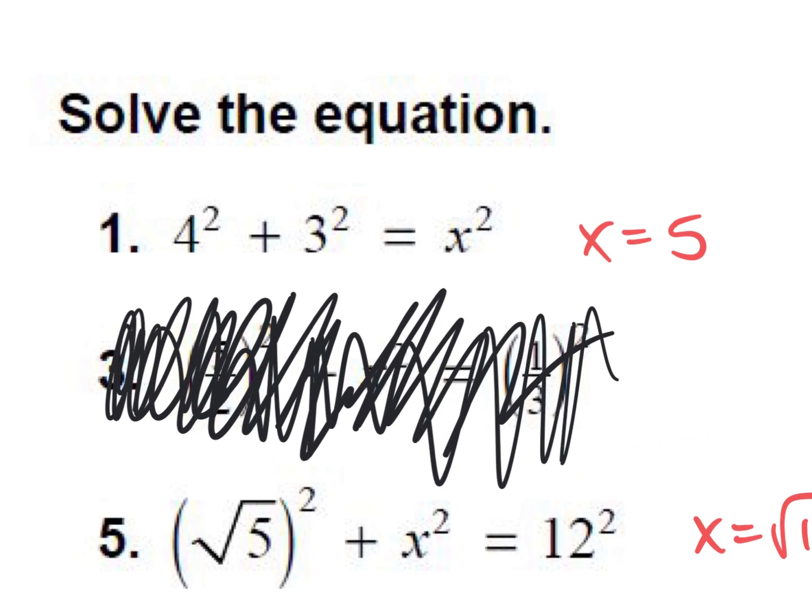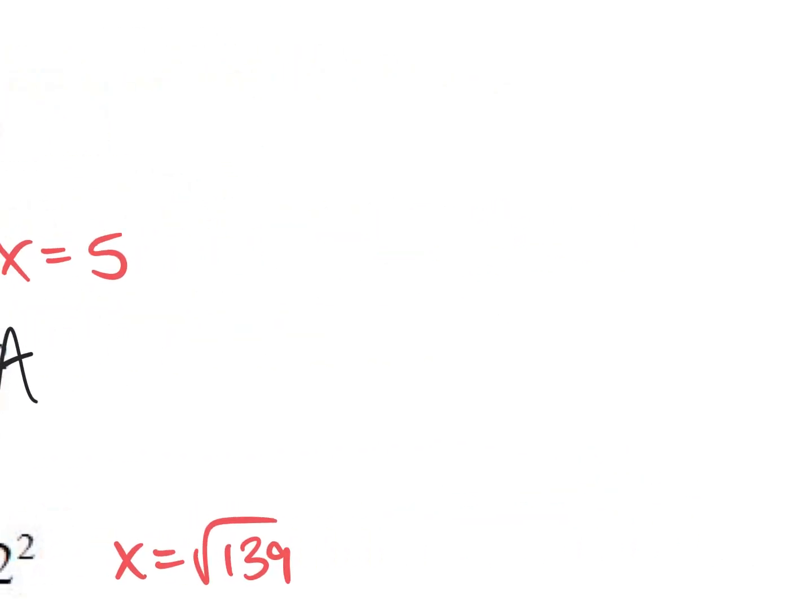What do you do in the first one? Let's write it over here so we have some space. Kristen. You have to square 4 and 3. What does it mean to square something?